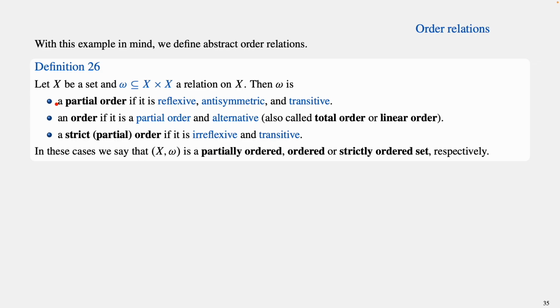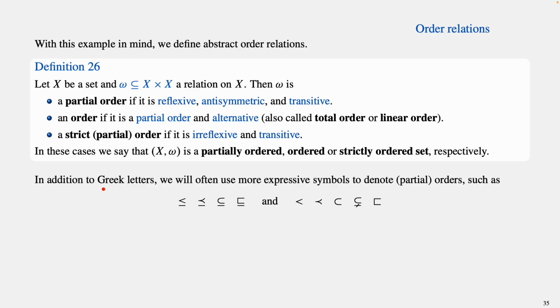So if any of these is the case, then we say that the pair of the set X and the relation omega is a partially ordered set, or an ordered set, or a strictly ordered set, depending on which case we have. And in addition to using Greek letters for our relations, we will often use more expressive symbols to denote orders or partial orders, such as these. So this one you know, the less or equal symbol, then that's a variation of it. This one you know from the subsets, and here this is kind of a variation of the subset symbol.